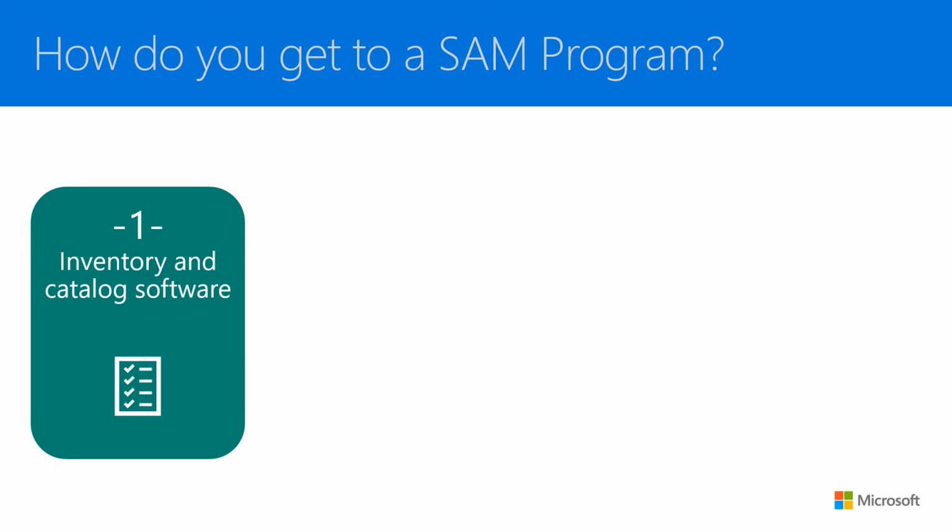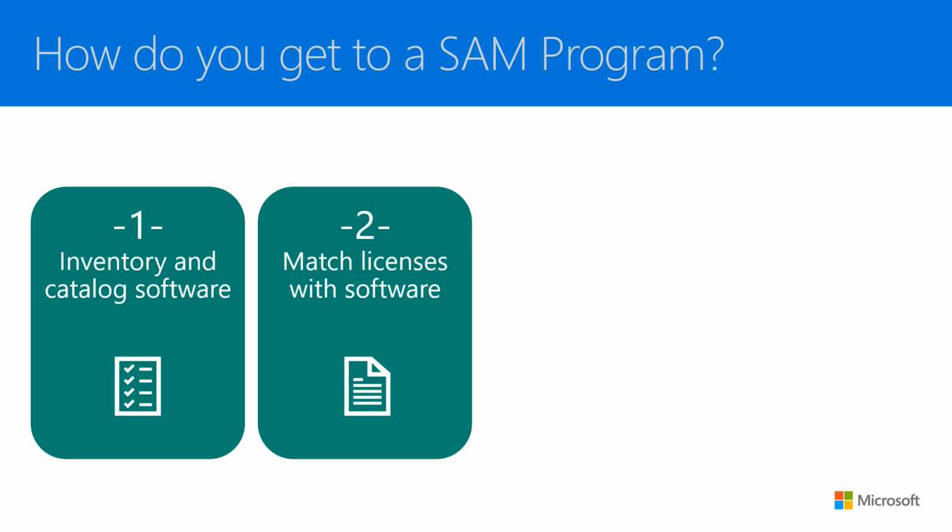Microsoft tools include System Center Configuration Manager or the Microsoft Assessment and Planning Toolkit, also of course known as the MAP toolkit. Then it's all about matching licenses with software. You need to find the licensing documentation for each software title that's been discovered during the software inventory process. And then the findings are analysed and the results documented, and that establishes a baseline.